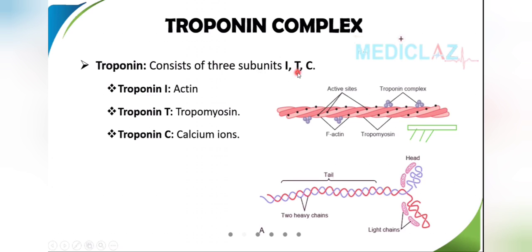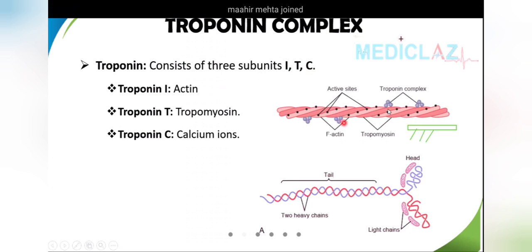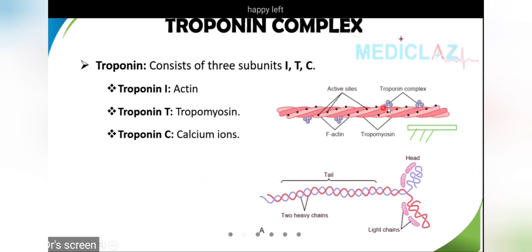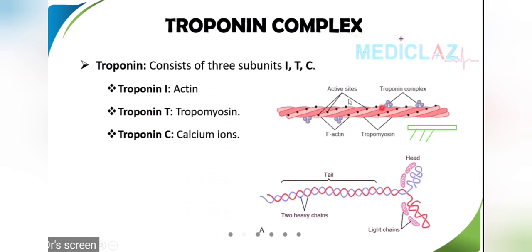So you have one is I, one is T, and one is C. I, T, and C. What is the function of troponin I? Okay, troponin I is the one which is going to bind to the actin. So it is the binding site for actin. So this troponin I will go and bind to actin.